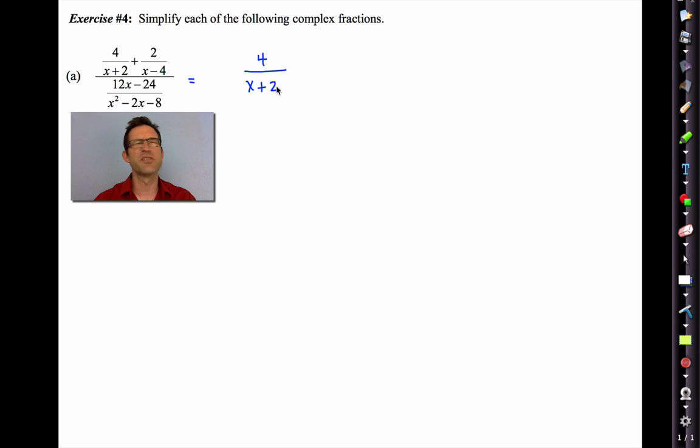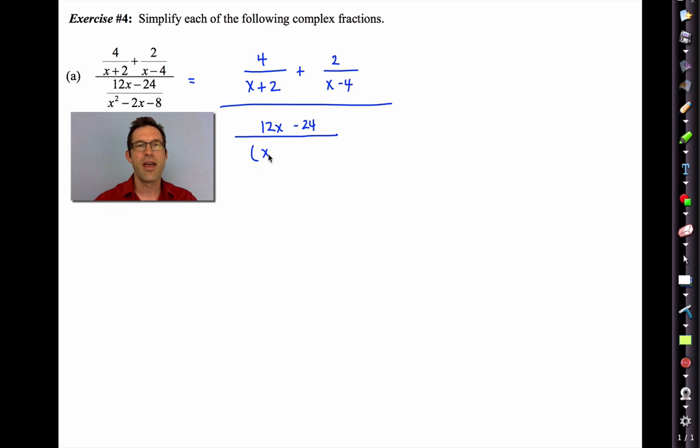The small fractions in the numerator have very simple denominators. No big deal here. x plus 2, x minus 4. But in the denominator, 12x minus 24, this denominator can be factored. And to no great surprise, it ends up being factored with those two denominators.